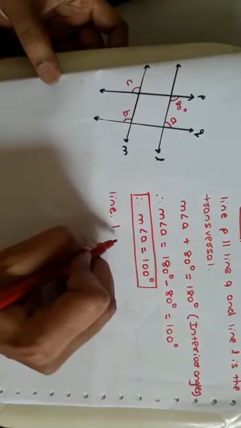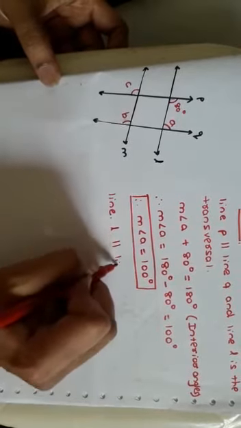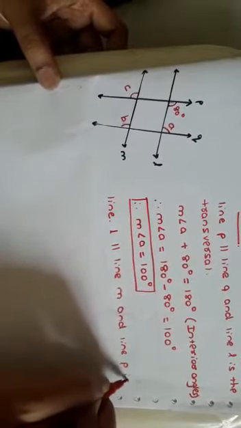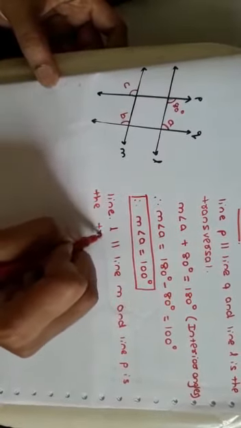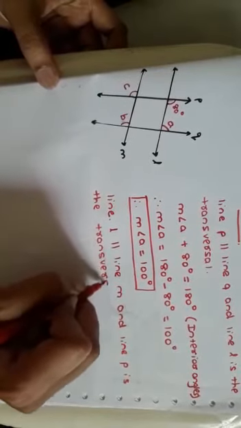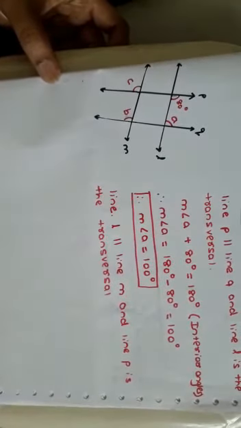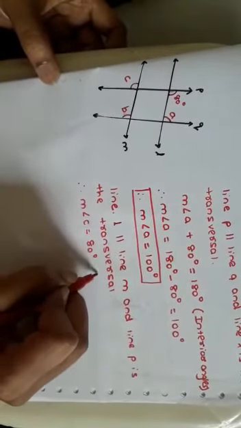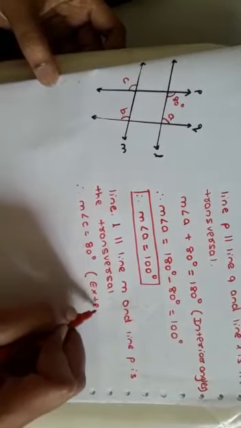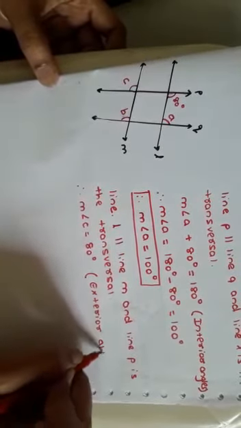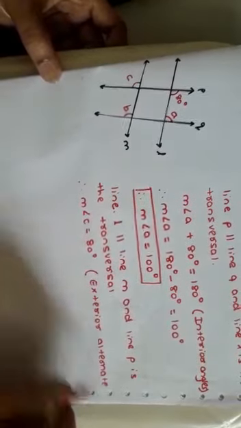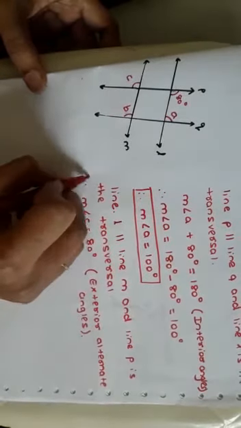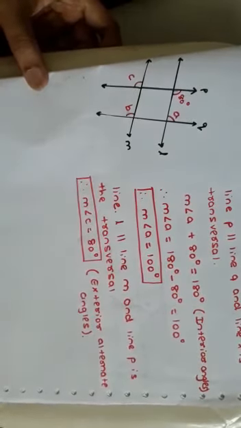Line L is parallel to line M and line P is the transversal. Therefore, measure angle C is 80 degree. The reason is exterior alternate angles. So that means measure angle C is 80 degree.